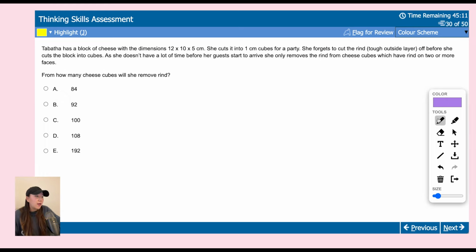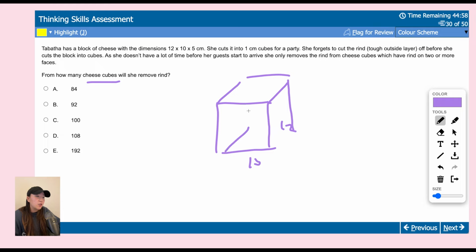Okay, this is also like, how many cheese cubes will she remove rind from? I can already guess what this is. Tabitha has a block of cheese, dimensions 12 by 10 by 5, and she cuts it into 1 centimeter cubes. And she forgets to cut the rind, which is the outside layer.